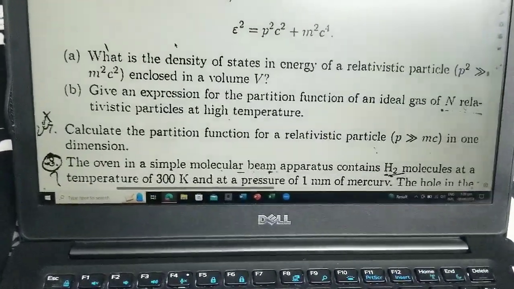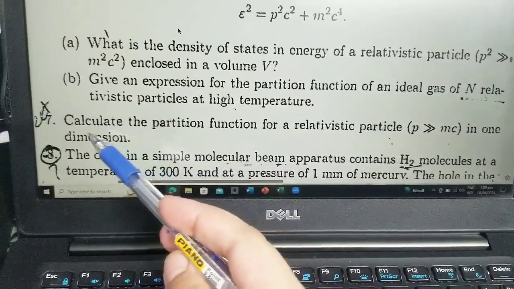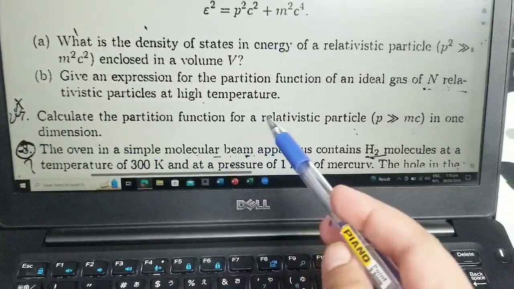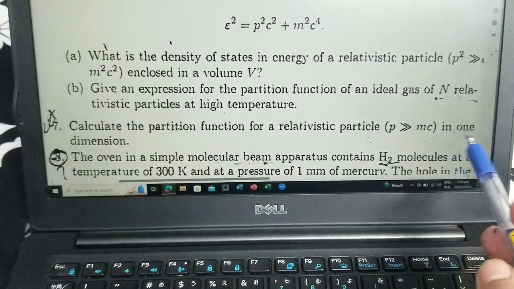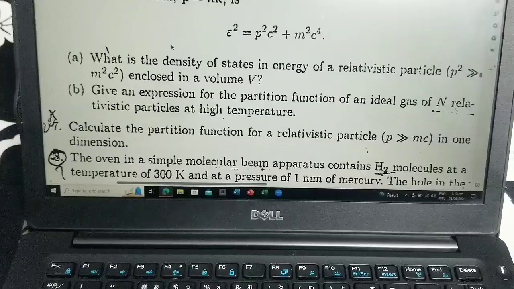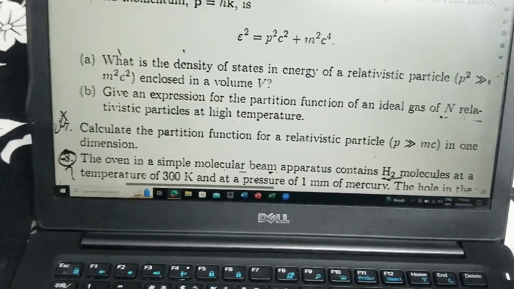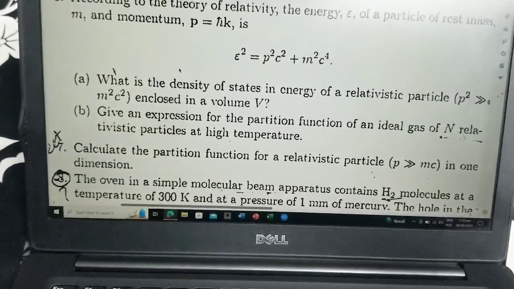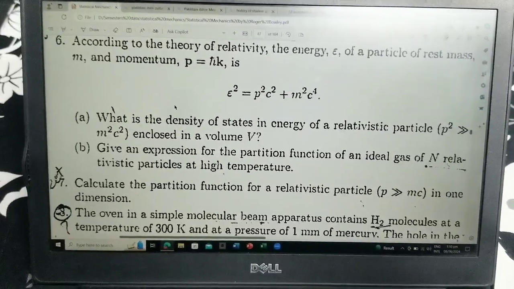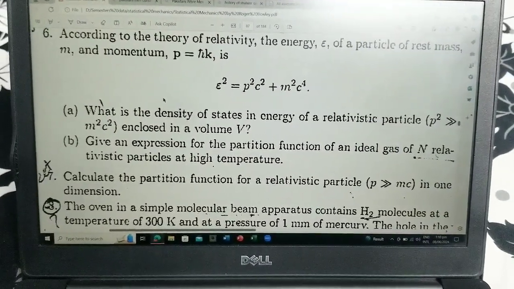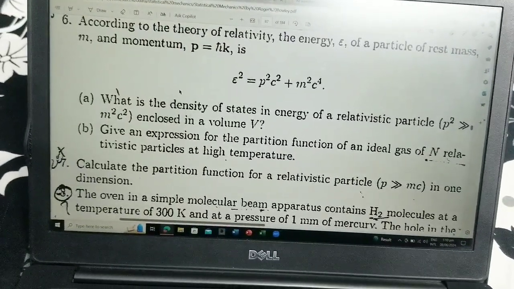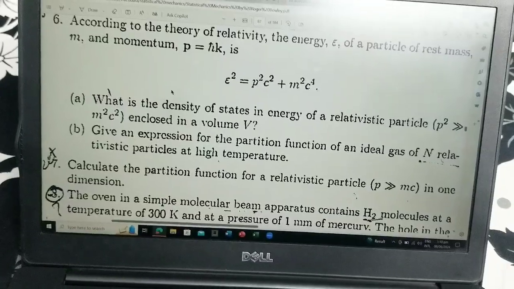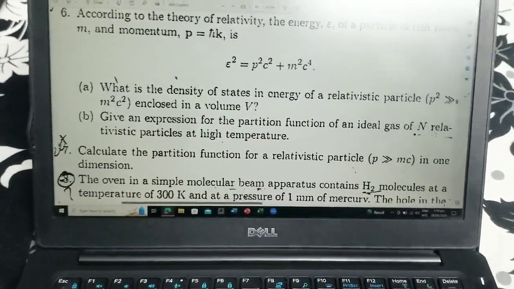As you can see right here, this is problem 7. Calculate the partition function for a relativistic particle whose p is very much greater than mc in one dimension. So taking a one-dimensional case, we need to calculate the partition function for a relativistic particle. Before that, in problem 6 we saw a 3D system in which we calculated the density of states in energy for that relativistic particle, and we calculated the partition function for a relativistic ideal gas. So now let's see how we can solve this problem.